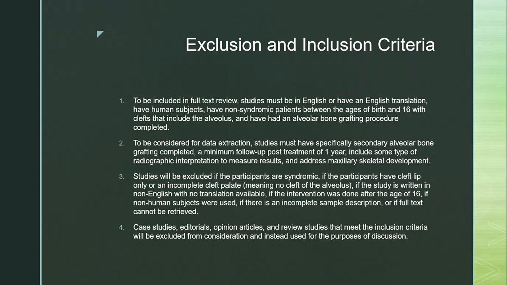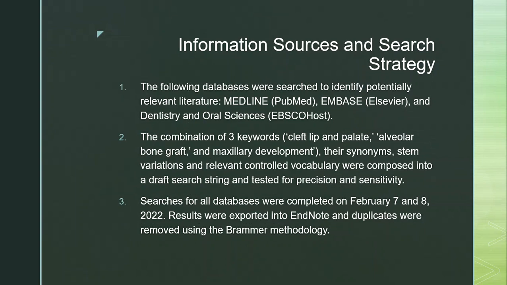Studies will be excluded if the participants are syndromic, if they have cleft lip only or an incomplete cleft palate, if the study is written in non-English with no translation available, if the intervention was done after the age of 16, if non-human subjects were used, if there's an incomplete sample description, or if full text cannot be retrieved. And then case studies, editorials, opinion articles, and review studies that meet the inclusion criteria will be excluded from consideration and instead used for discussion.